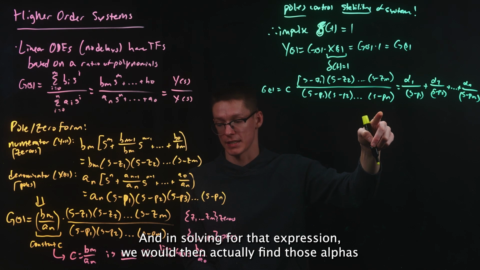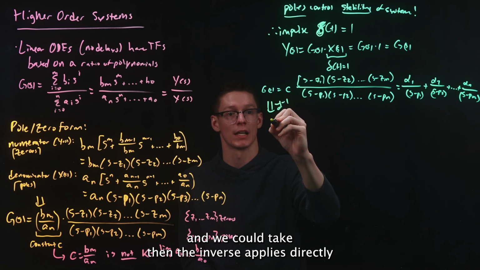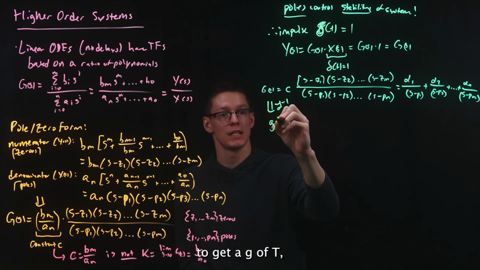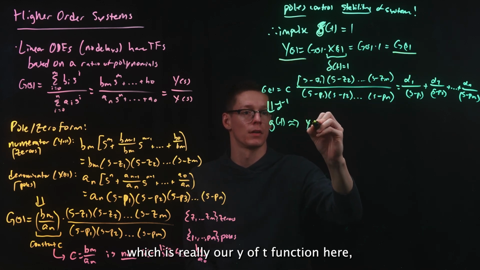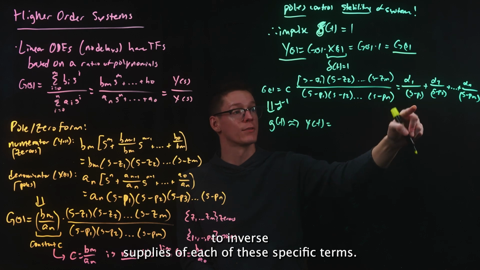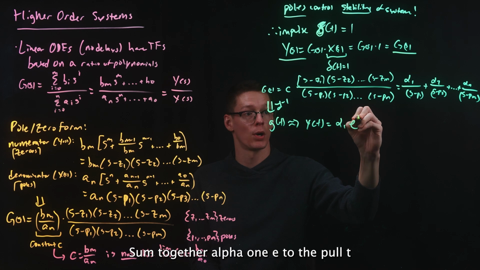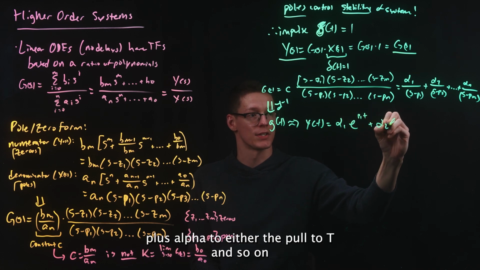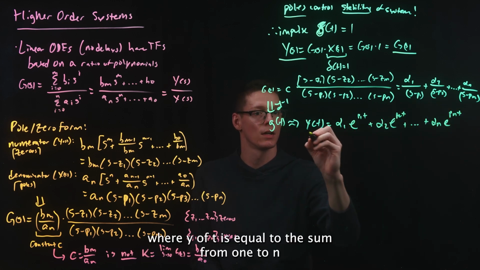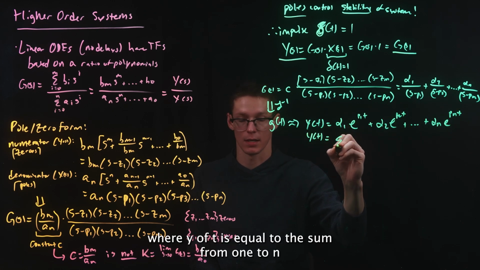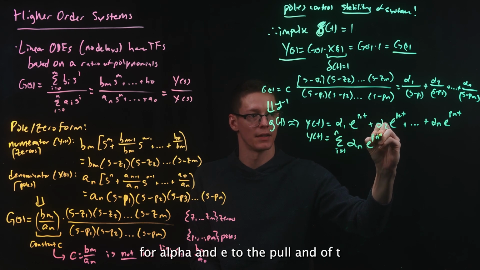And in solving for that expression, we would then actually find those alphas, and we could take then the inverse Laplace directly to get a g of t, which is really our y of t function here. And that would be equal to inverse Laplace of each of these specific terms summed together, alpha 1 e to the p1 t plus alpha 2 e to the p2 t, and so on until alpha n e to the pn t, where y of t is equal to the sum from 1 to n for alpha n e to the pn t.